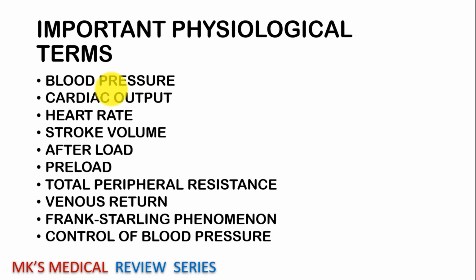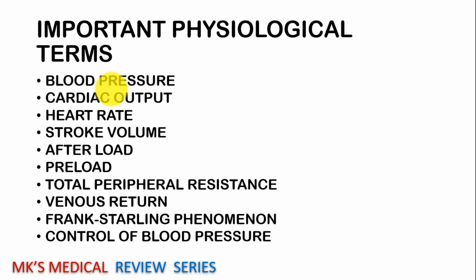So alternatively, blood pressure can be defined as a function of cardiac output times total peripheral resistance, where cardiac output is equal to the stroke volume multiplied by the heart rate. So in essence, blood pressure is equal to the stroke volume times the heart rate times the total peripheral resistance. Now you ask me, what is the cardiac output? Remember that cardiac output is equal to the heart rate times the stroke volume.